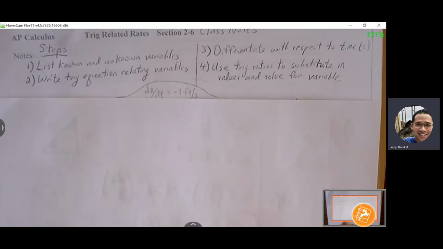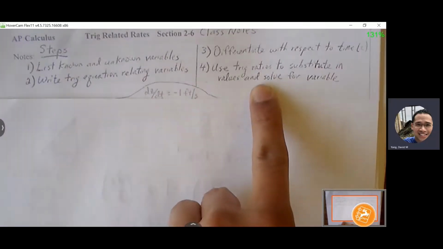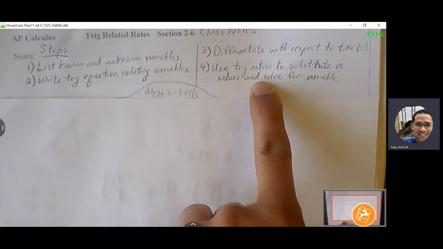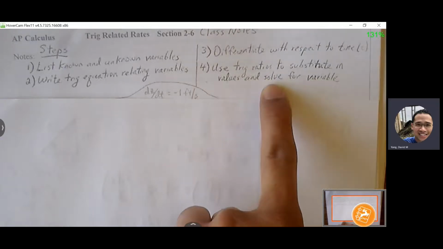So we've done problems involving the Pythagorean theorem. We've done problems involving volume of spheres, right? Area of triangles, area of a rectangle. So we always have some equation that we start off with, and then we move on to the calculus portion. Okay, third step, differentiate with respect to time. That just means that we find the derivative, and the time component begins to appear. And finally, we're going to use trig ratios to substitute in the values and solve for that variable.